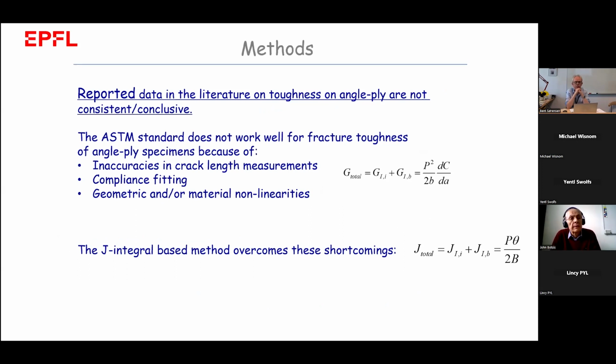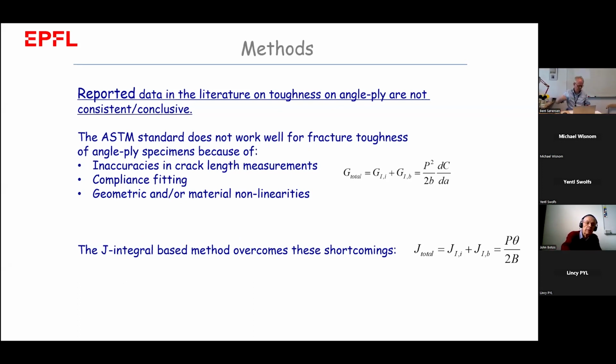So now let's go to another topic, rather, an important aspect. It is really the cross plies, MD laminates or angle plies. Now reported data in the literature on angle ply are neither consistent nor conclusive. The ASTM standard does not work well for these materials because of inaccuracies in crack length measurements. Again, compliance fitting and the nonlinearities, as we can see.